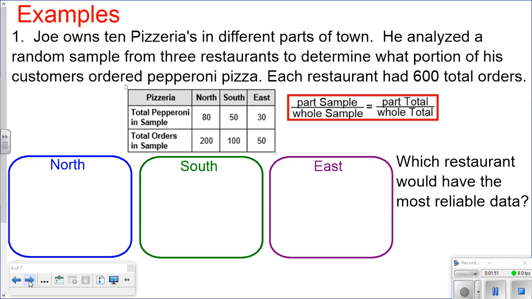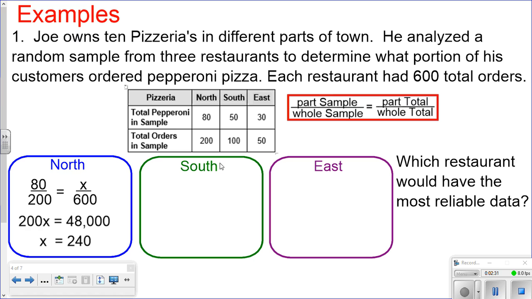So an example is Joe owns 10 pizzerias in different parts of town. He analyzed a random sample from 3 restaurants to determine what portion of his customers ordered pepperoni pizza. Each restaurant had a total of 600 orders. So in the North restaurant, we see that he sampled 200 people and 80 of them ordered pepperoni pizza. So I take my 80 out of 200 that ordered pepperoni, and set it equal to x over 600, which is my total population. Cross multiply and find out that of the 600, he would expect 240 to order pepperoni.